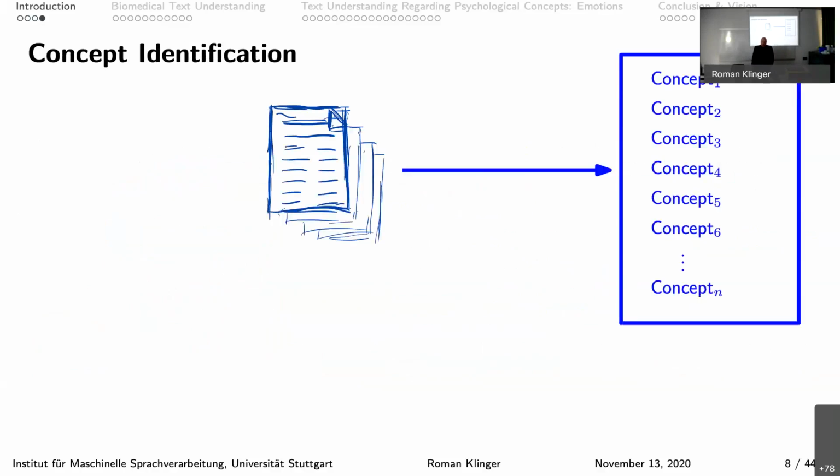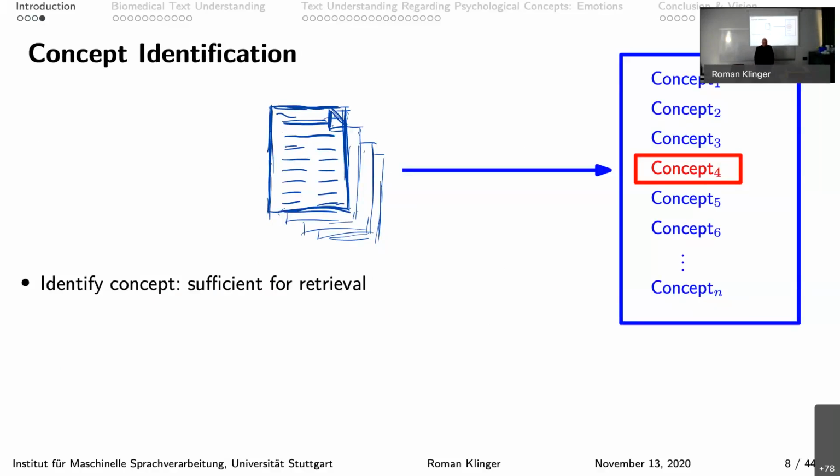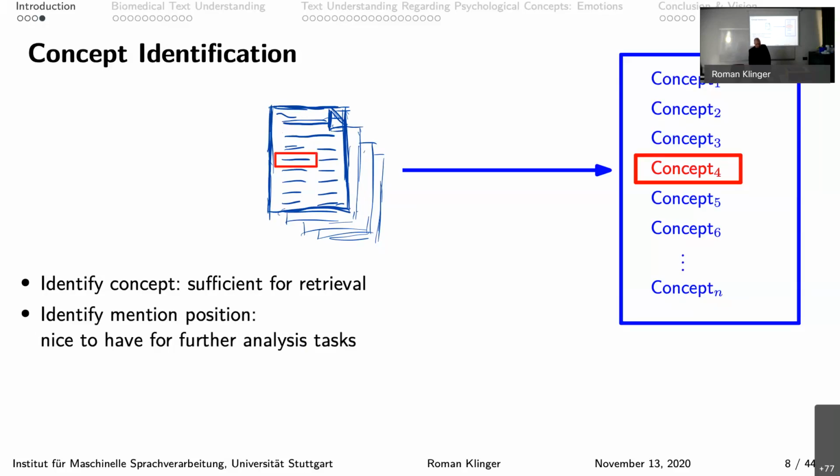So everything I talk about could be seen as concept identification. We have documents, texts, and we would like to know which concepts are mentioned in these documents. So for instance, if I learn that one of these documents contains concept 4, then in an information retrieval setting, I could say, I would like to have documents about concept 4, and we just return the documents which contain this. However, it could also be helpful to know where in this document concept 4 is mentioned.